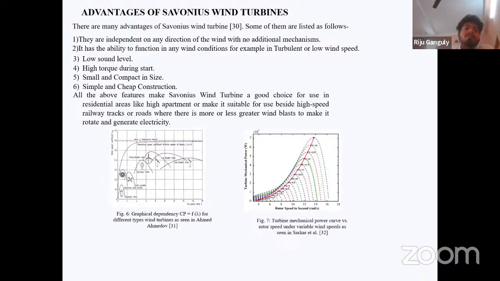So, advantages of the Savonius wind turbine. There are many advantages of the Savonius wind turbine. Some of them are listed as follows: low sound level, high torque during start, small and compact in size, simple and cheap construction.